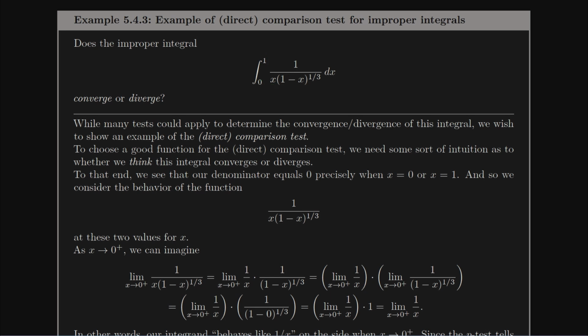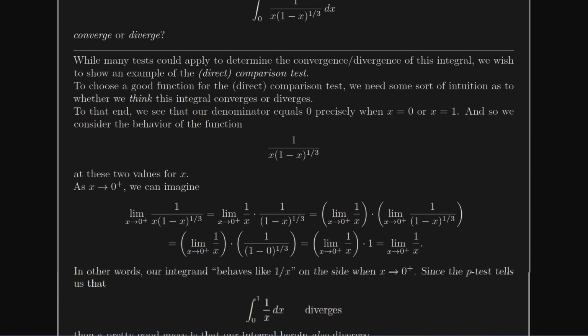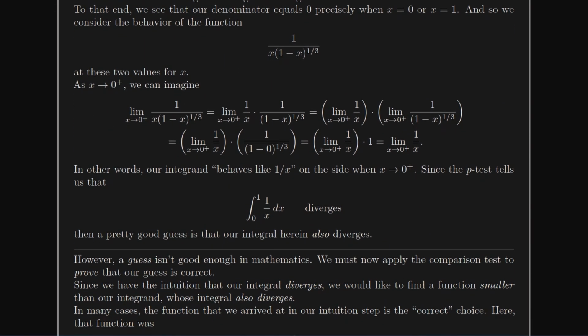This certainly could diverge, but in some cases, like the integral of 1 over root x, by the p-test, we actually know that this converges. And so just because you divide by 0 doesn't necessarily mean you diverge. It means you have the chance to diverge. So we need to give ourselves some sort of guess as to whether or not we think this converges or diverges. Well, to do that, I'm just going to go ahead and compute the limits of this function near those 2 points of 0 and 1 and see what sort of behavior I have.